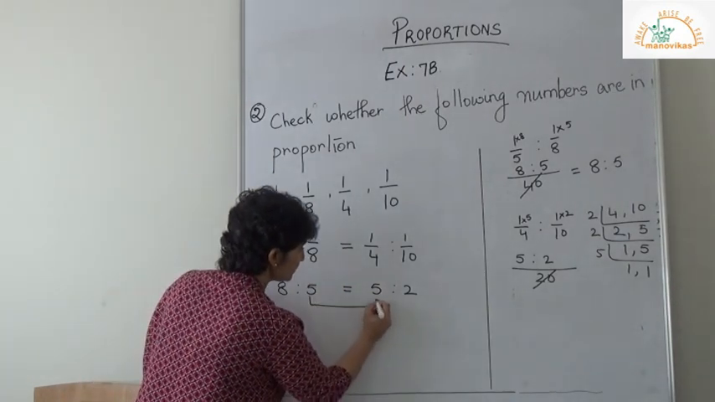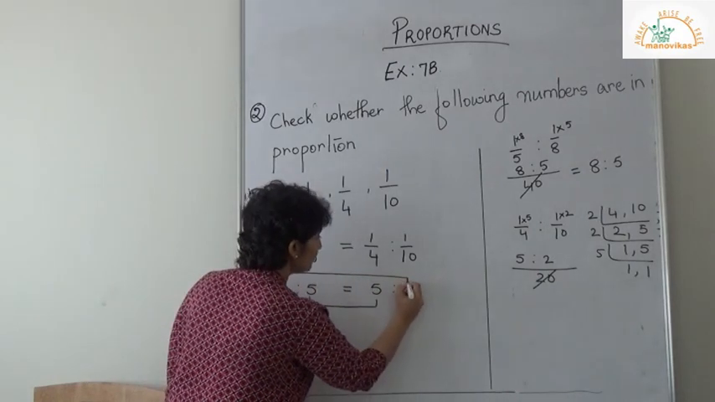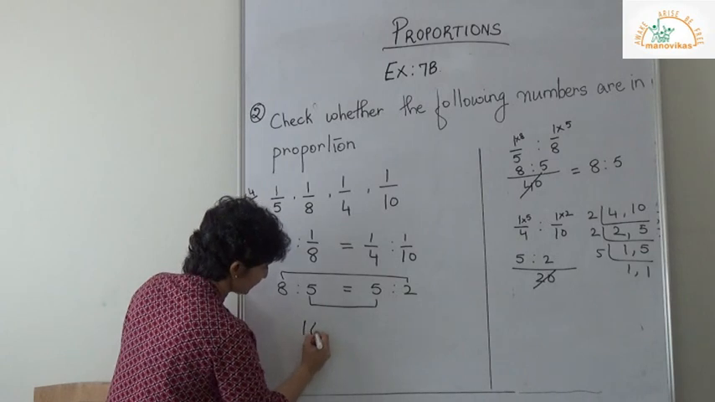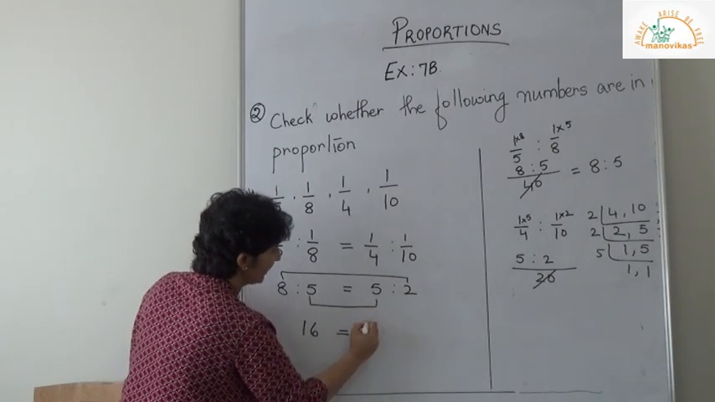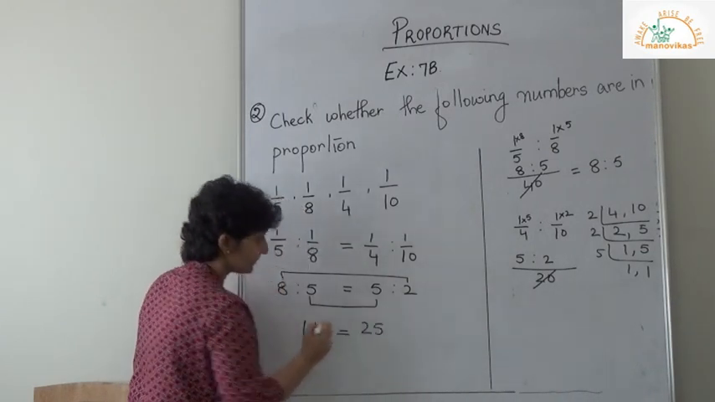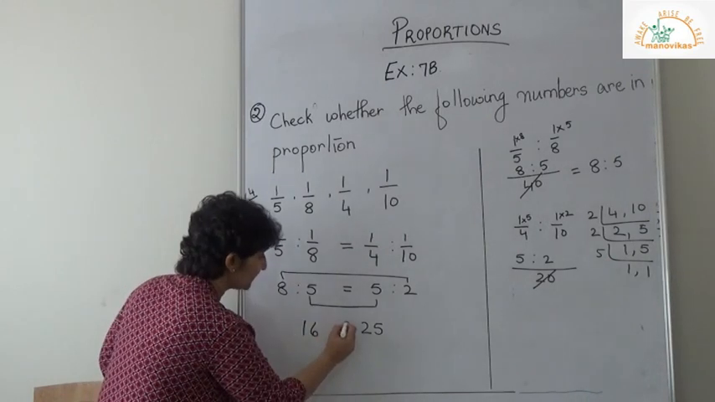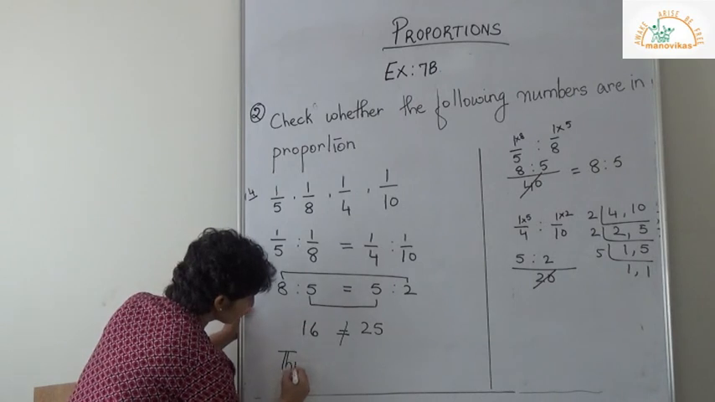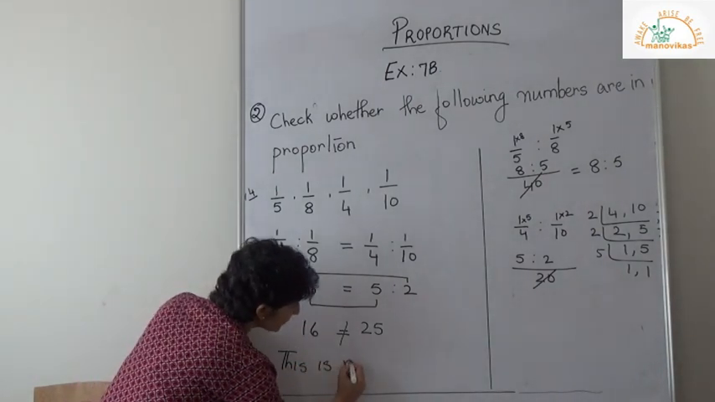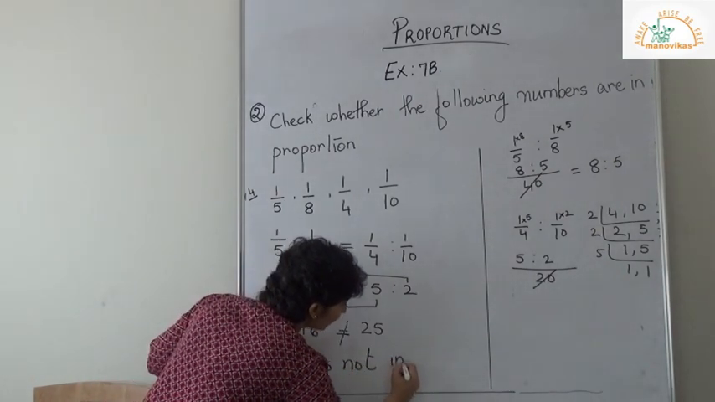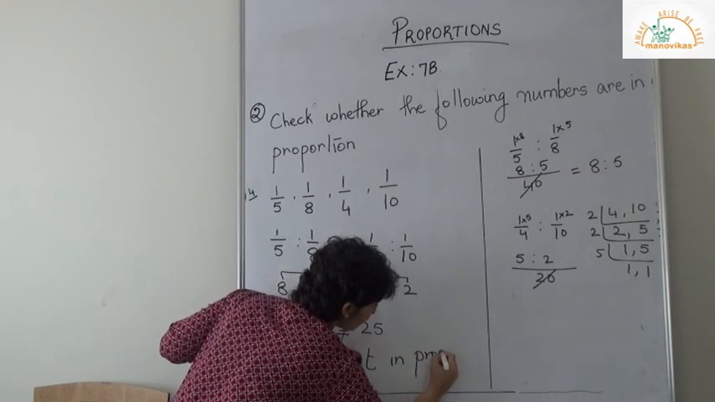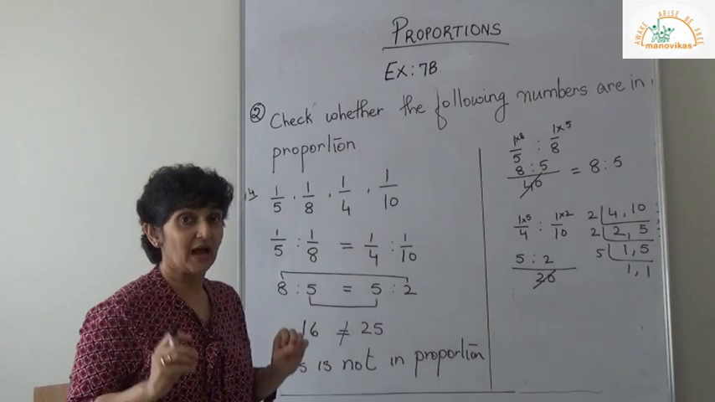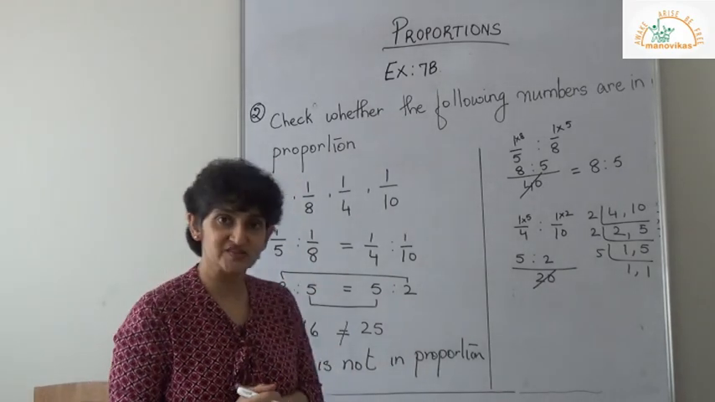So, let us just do means into extremes. So, I get 8 2s are 16 and here 5 5s are 25. Are these equal? No, they are not. So, that means this is not in proportion. So, children, I hope you have understood question 2.